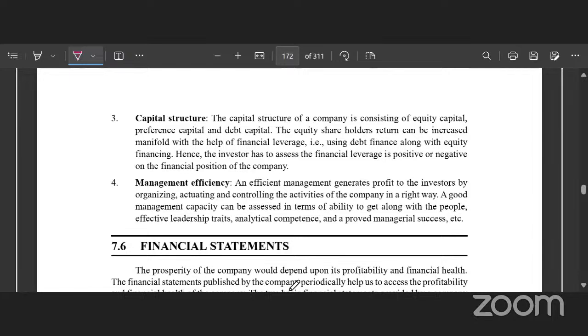Management efficiency: whenever you are analyzing a company, one of the most important factors in qualitative analysis is the efficiency of the management. You should understand who the CEO of the company is, or who the promoters are, and their background. How much experience the promoters have, how much experience the CEO has, how the company has been performing, and what important decisions the management has taken in recent times. You are supposed to analyze all these to understand the company in a better way.